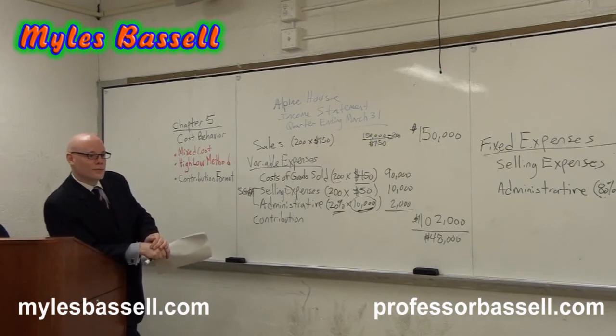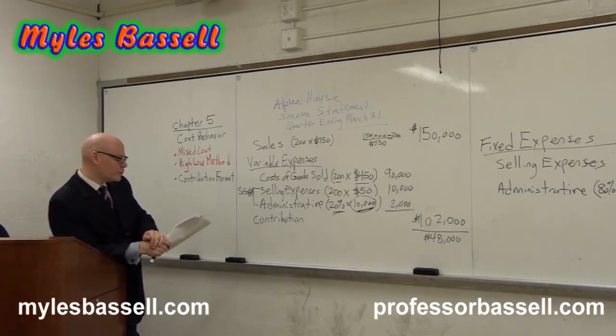Do you always have to do the variable expenses first and then the fixed when you're doing the contribution format income statement? Is it better to do it that way? Yeah, you should first do the variable expenses and then the fixed.